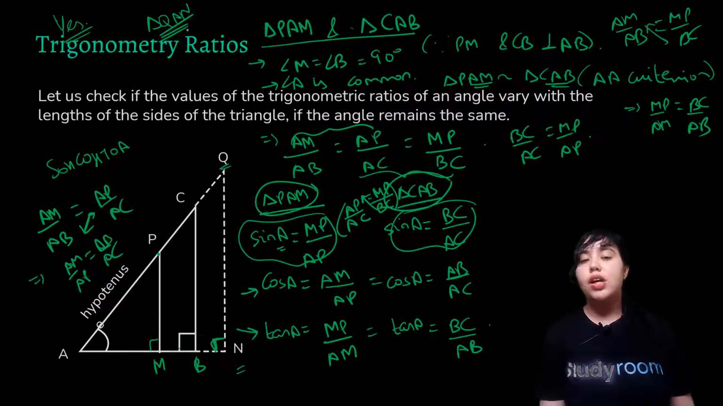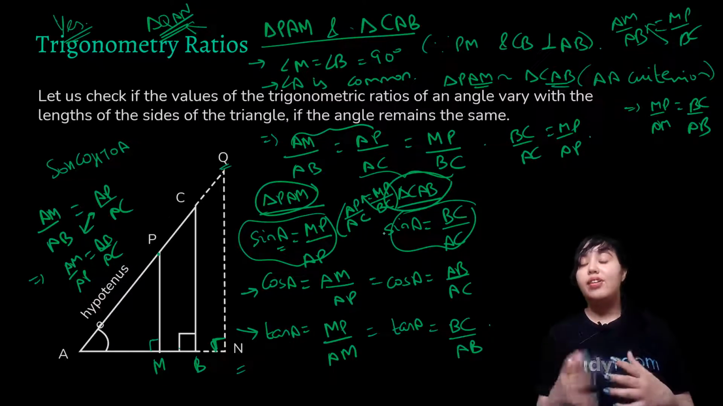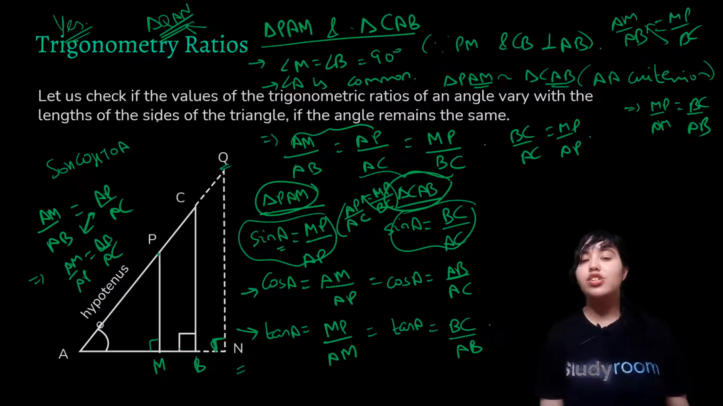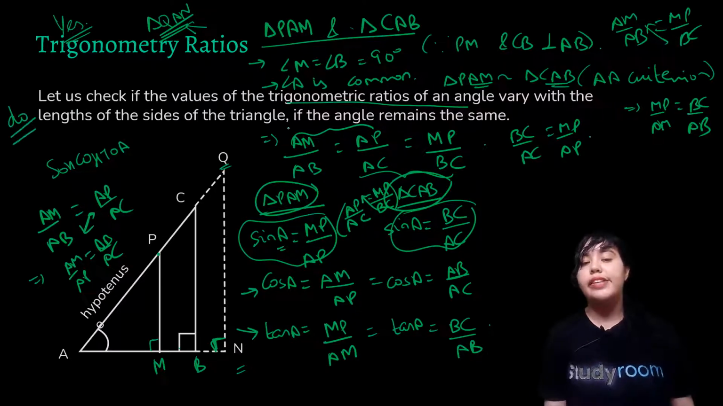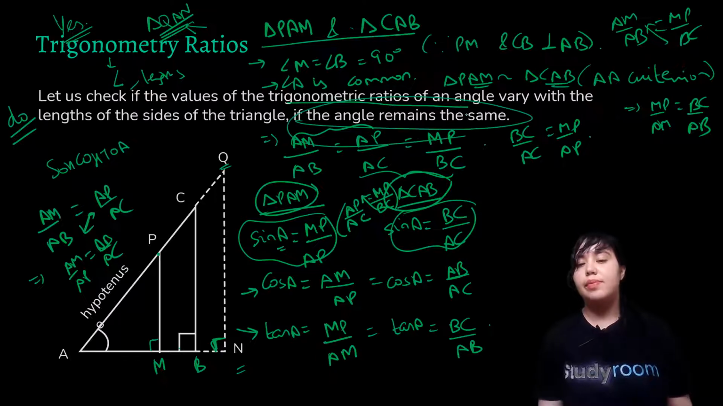If all the three triangles are similar to one another, you will be able to write the ratios like this, and then you can write down sin A, cos A, tan A for this particular triangle as well. And then you'll see that whenever triangles are similar, we are getting the same trigonometry ratio value. It means that the trigonometric ratios of an angle do not vary with the lengths of the sides of the triangle if the angle remains the same. So it does not matter. Trigonometry ratios vary with angle but not with lengths, provided the triangles are similar or the angle remains the same.